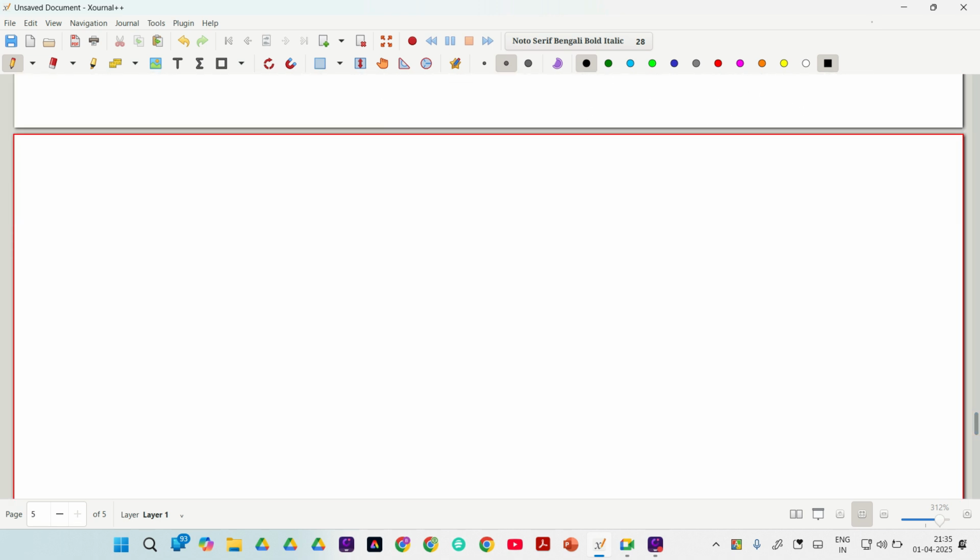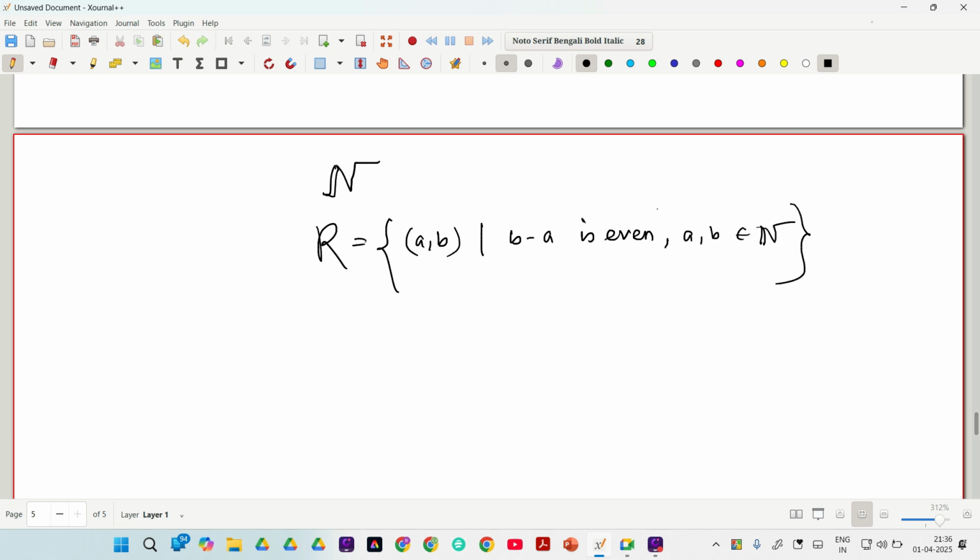Now I am defining a relation on the set of natural numbers. R is defined such that (a, b) is in R when a minus b is even, where a, b belong to N. Check whether R is reflexive, symmetric, or transitive.